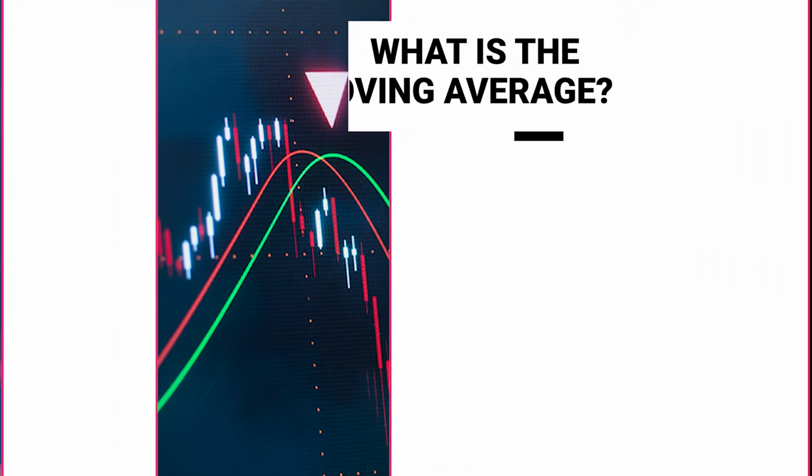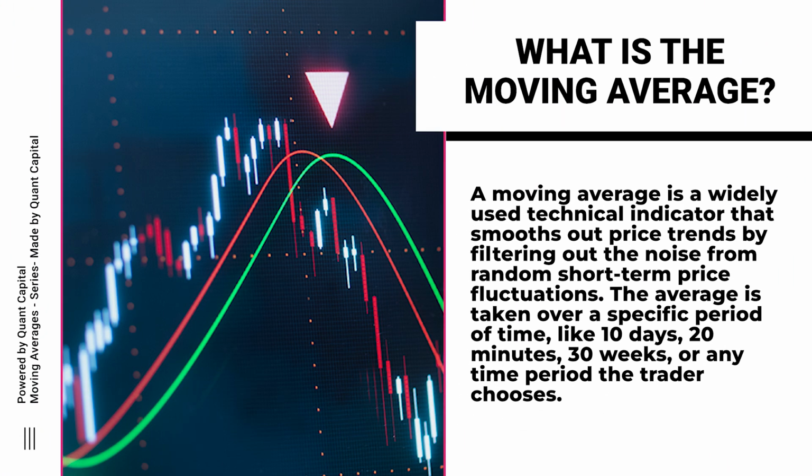So, what is the moving average? A moving average is a widely used technical indicator that smooths out price trends by filtering out the noise from random short-term price fluctuations. The average is taken over a specific period of time, like 10 days, 20 minutes, 30 weeks, or any time period the trader chooses.